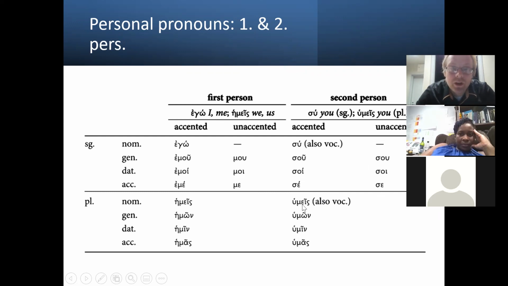se and se. And then in the first person plural, we have hēmeis in the nominative, so this is we. Then the genitive is hēmōn, so that's ours, and then the dative hēmin and the accusative hēmas, so us. And then the second person plural is hymeis, so you in the plural nominative, then hymōn, yours, and hymin, the dative, and hymas in the accusative.